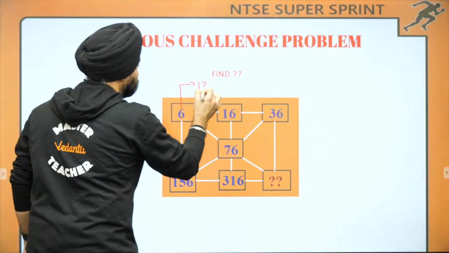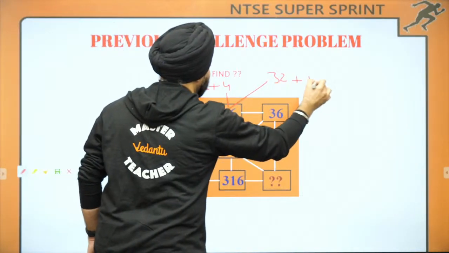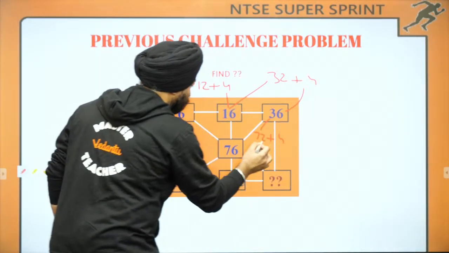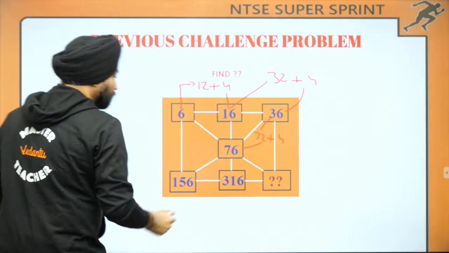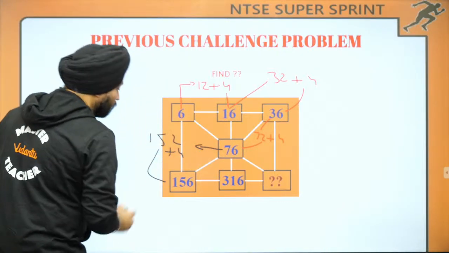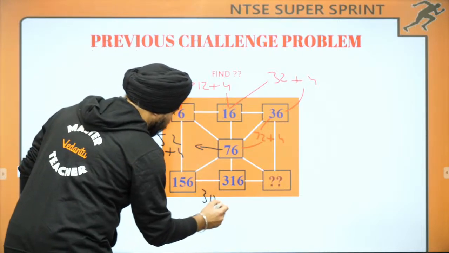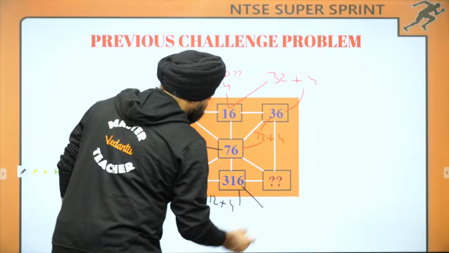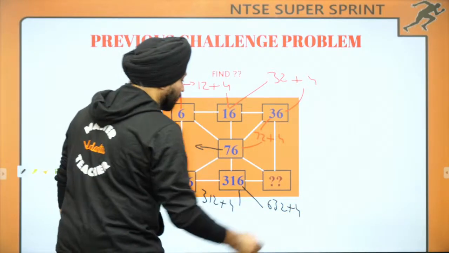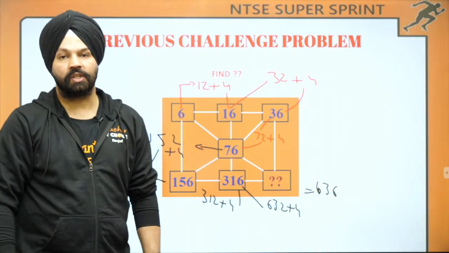The double of 6 is 12, you are adding 4. The double of 16 is 32, you are adding 4. The double of 36 is 72, you are adding 4. The double of 76 is 152, you are adding 4. The double of 156 is 312, you are adding 4. The double of 316 is 632, and you are adding 4. So that comes out to be 636. So the right answer is 636.